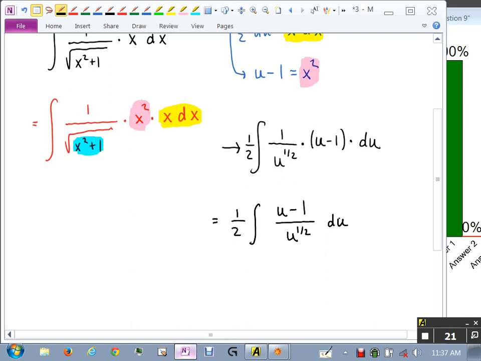And what can I do with that? Split it into 2 separate problems, right? Because you have the u over u to the 1/2, you have the negative 1 over u to the 1/2. You rewrite those as powers, you do the antiderivative. I'm done. Dot, dot, dot, you do the rest. Is that enough? Is that good? Yes? Okay.